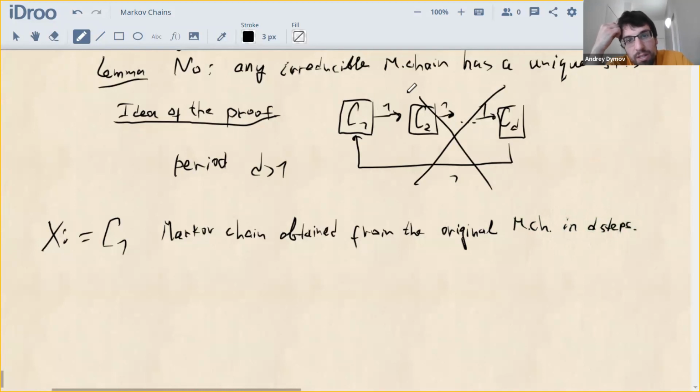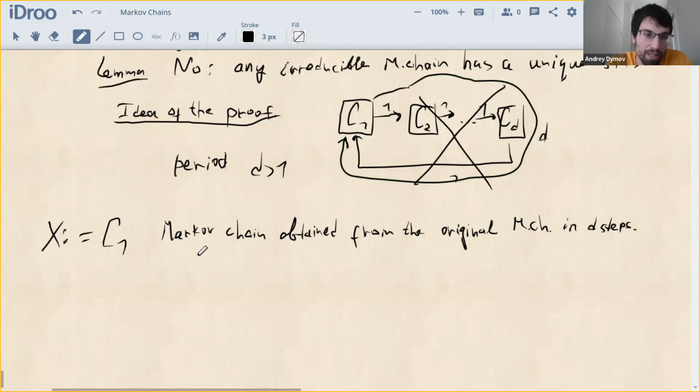Because according to this structure, in D steps, I arrive from the state C1 to the state C1, right? So if I consider my initial Markov chain, I can restrict it on the set C1, right? And I obtain some new Markov chain. And in fact, this isn't so difficult to see, and this is very intuitive from the structure, that this Markov chain is aperiodic.